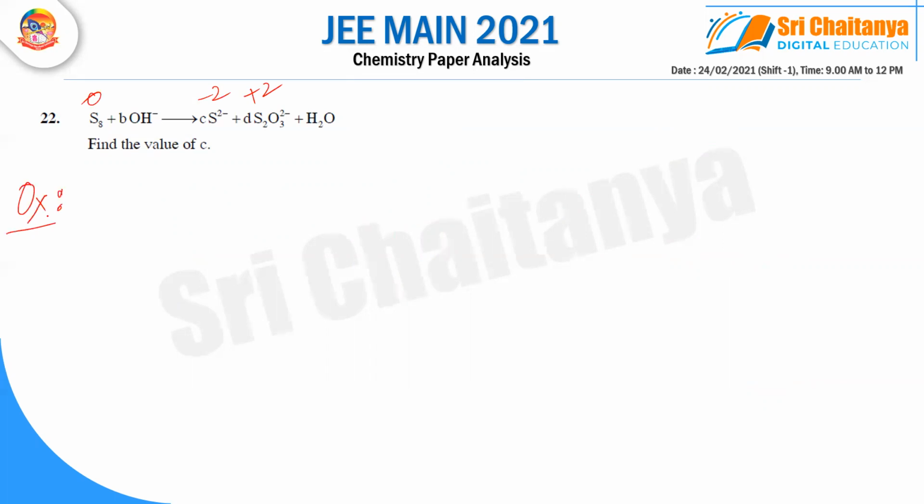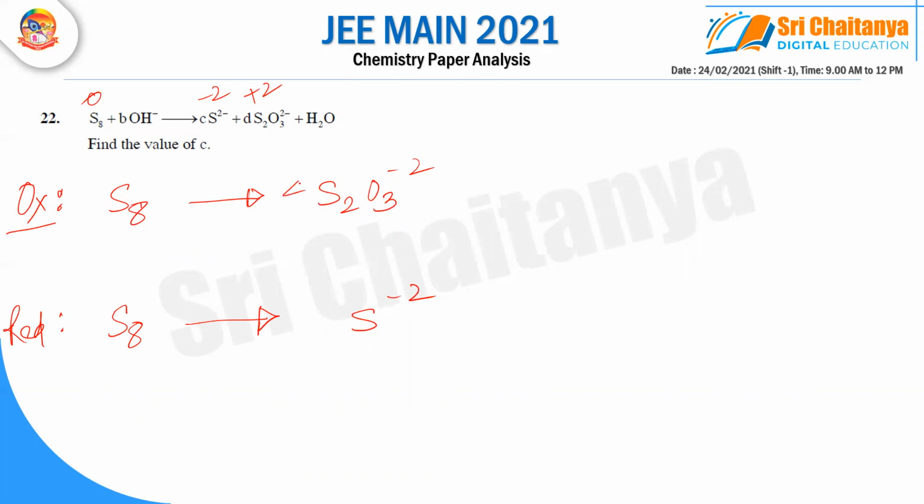So when I talk about oxidation, let me segregate it. So this is S8 changing into S2O3 2 minus. And what is reduction? This part is my reduction, S8 changing into S minus 2. Now, let me balance them. I need a 4 here. If I put a 4, then that means 12H2O. I'll require 24H plus. Since it is happening in basic medium, I'll have to take care of that as well. So I'm adding 24 OH minus on both sides.